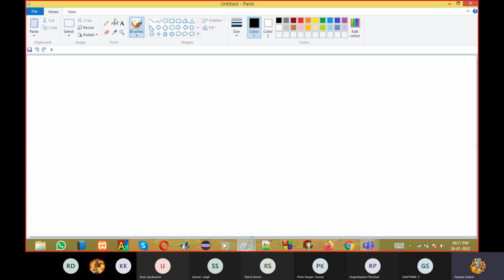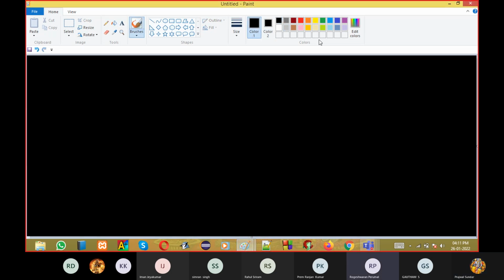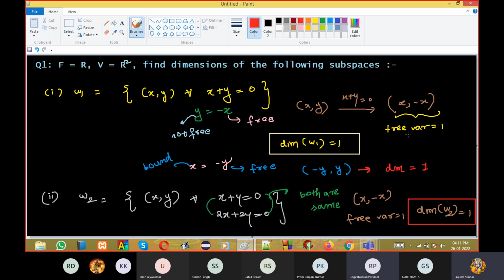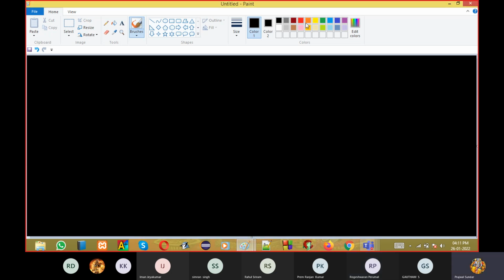Now we will see the third question. What if we have different conditions, like 3x plus 2y is equal to 0? You see the next question, that's what I'm going to give. After this question, if you have doubts, please ask. So W3, I'm writing x comma y for all x plus 2y is 0, and 2x plus y is 0. Now tell me, what is the dimension of this?